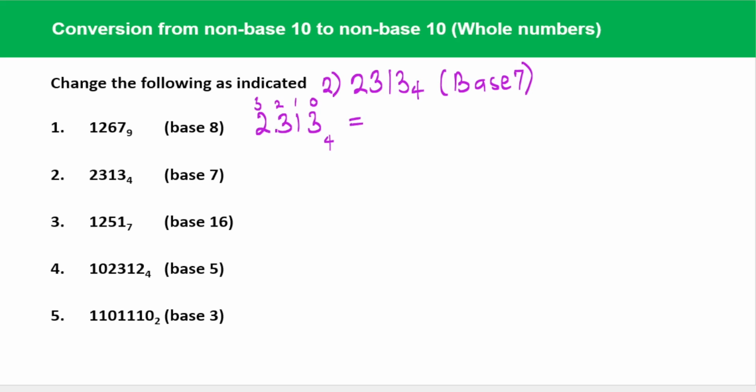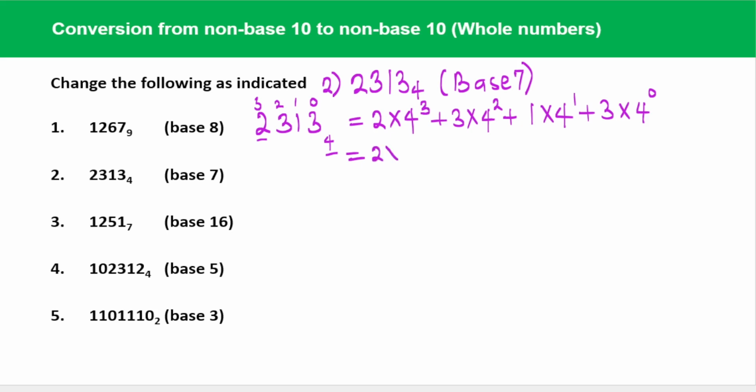The next step will be to expand this by using each digit to multiply the base raised to the power assigned to the digit. So this will be 2 times 4 raised to power 3 plus 3 times 4 raised to power 2 plus 1 times 4 raised to power 1 plus 3 times 4 raised to power 0. 4 to the power of 3, that means 4 times 4 times 4, that will give us 64. So we have 2 times 64. 4 to the power of 2, that is 16.